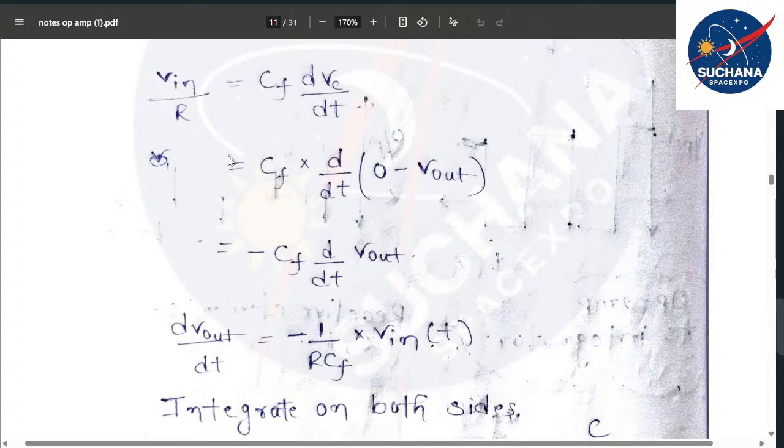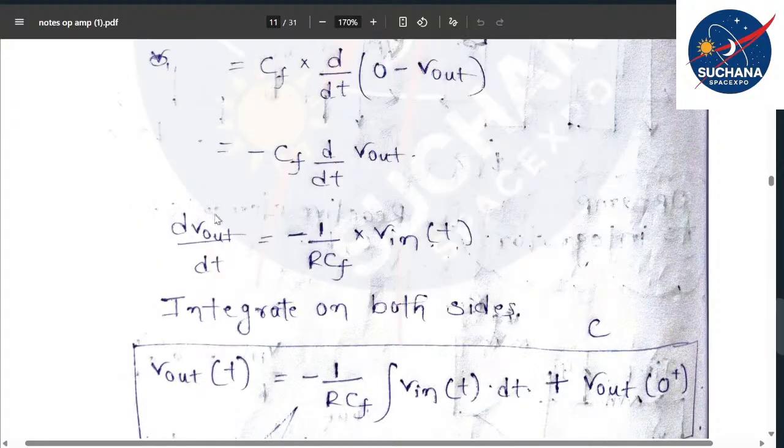So what is dV out by dt? It indicates the rate of change of the output voltage with respect to time. Now I am integrating this equation on both sides. Integration and differentiation cancel out, and finally you will get V out of t, the output voltage with respect to time. R is constant and CF is also constant, so I am writing the integration symbol: V out is equal to minus 1 by RCF into the integration of V in of t into dt.